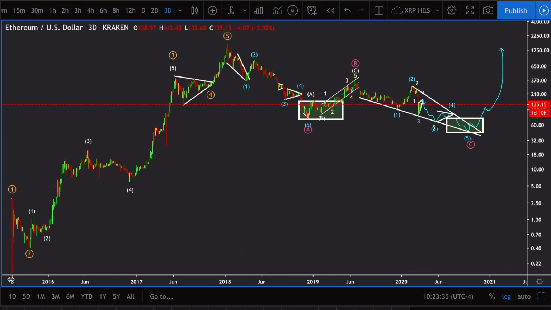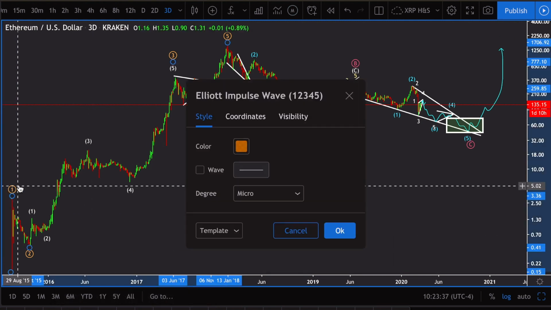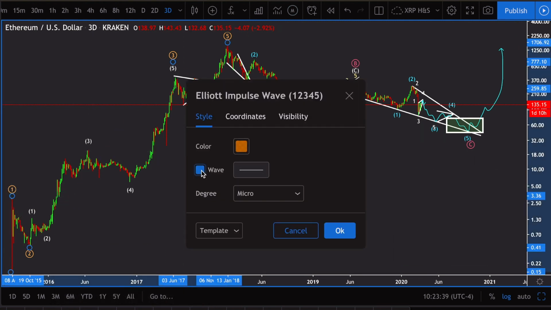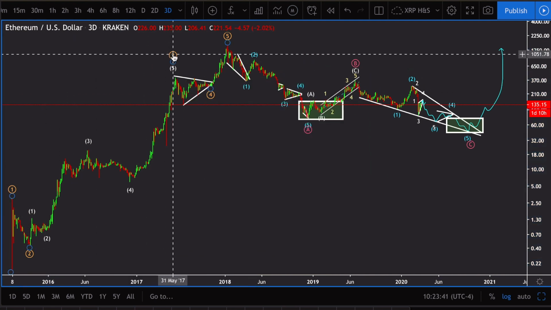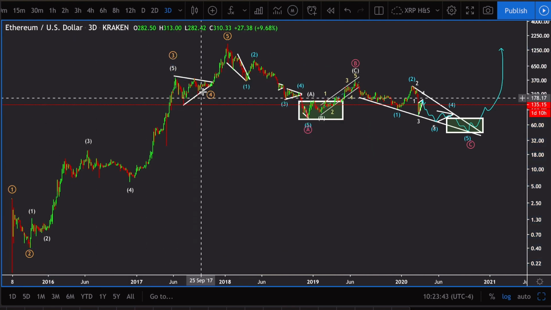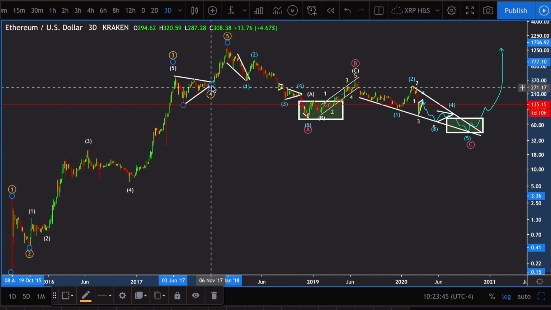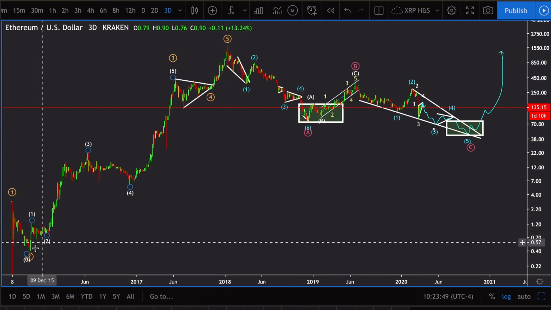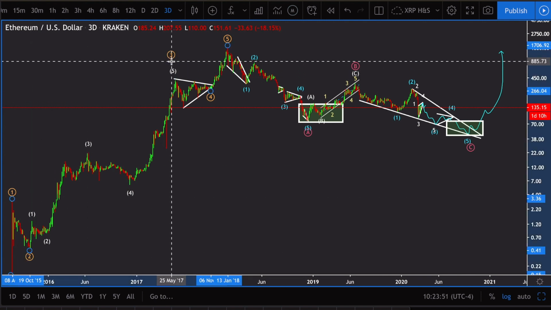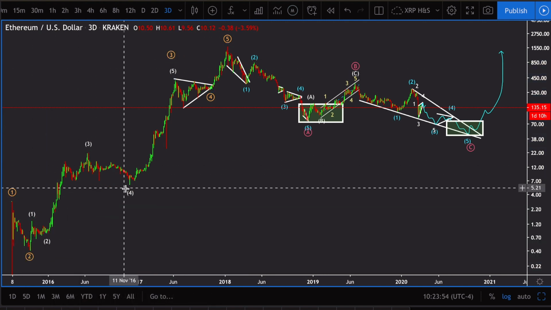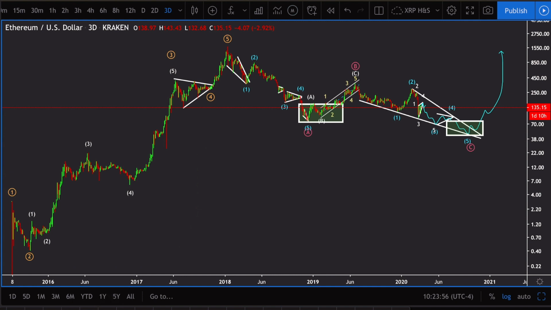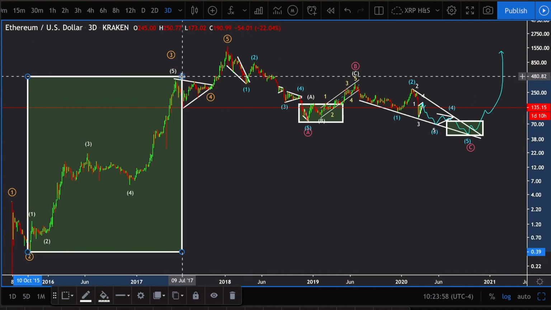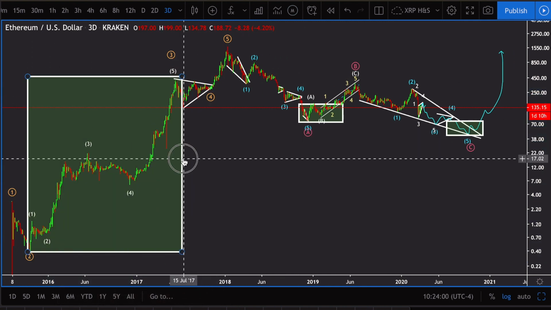So with that being said, we see the orange waves 1 through 5 being placed right there. 1, 2, 3. We have this fourth wave, ABCDE symmetrical triangle, and then the fifth wave broke up and placed the top. You can see that between the second and third wave, we had a clear 1, 2, 3, 4, 5, a nice extended third wave, which is what we want to see.